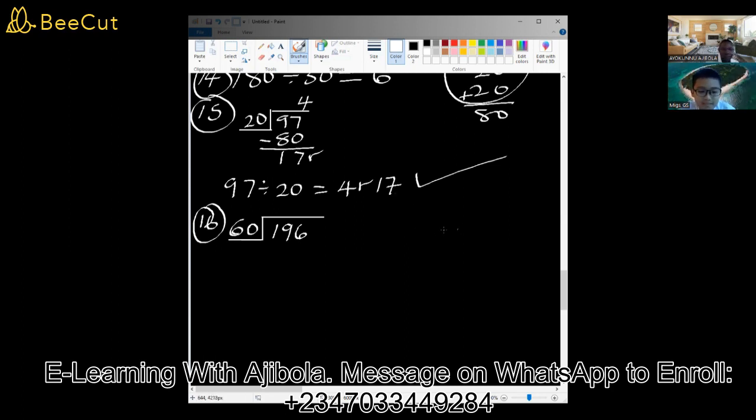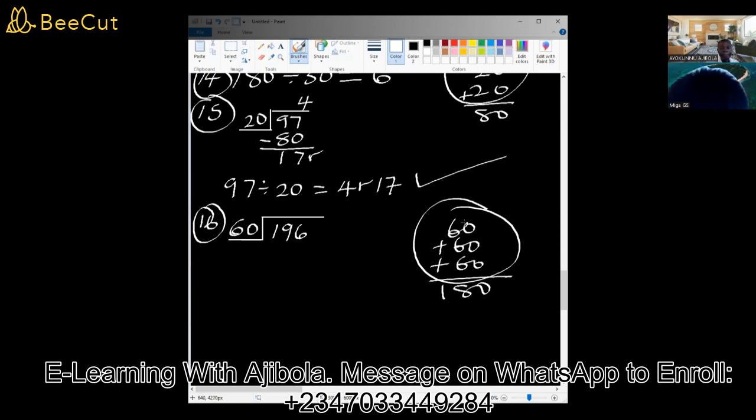No, no. 60 plus 60 plus another 60 will give me 180. So how many 60 is this? How many 60 can you see here? 3. So what is 3 times 60? Miggy? There are 3. What is 3 times 60? 180.